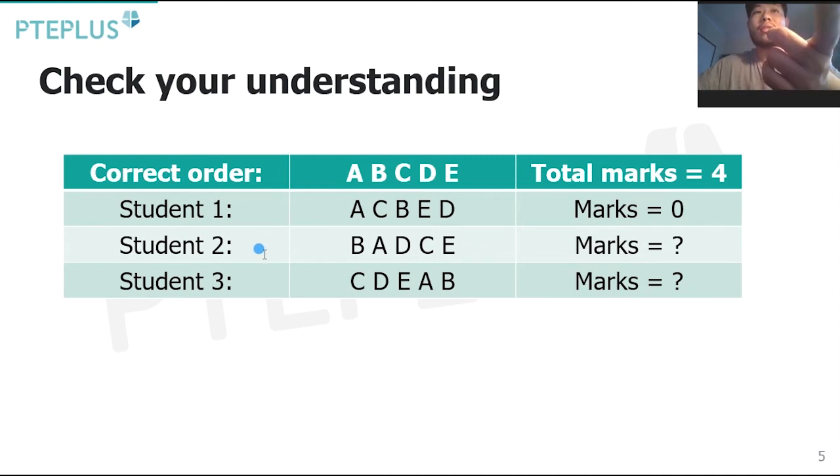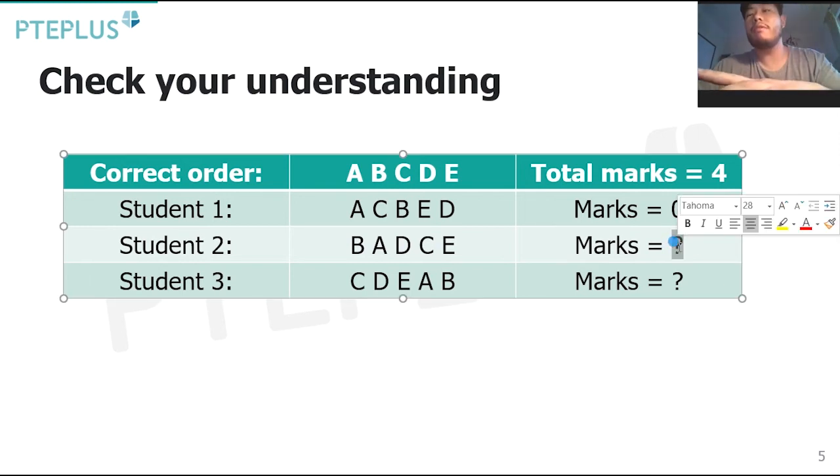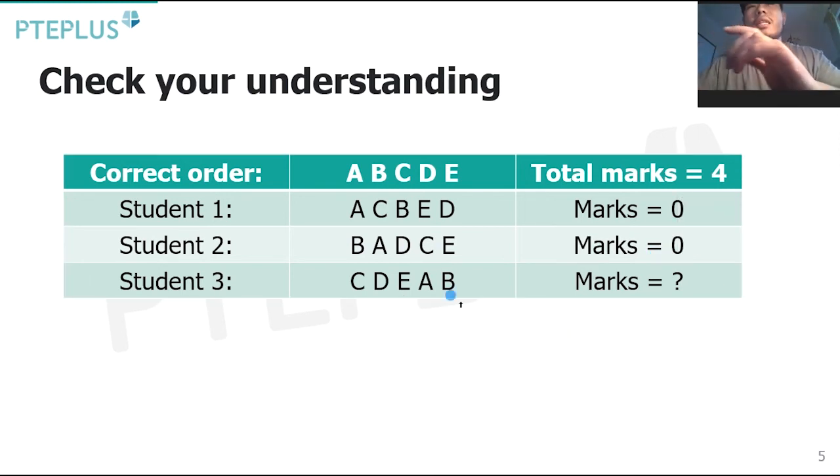Let's have a look at the next student. He's got B to A. Is B to A a correct pair? No. A to D, is that a correct pair? No. D to C, is that a correct pair? No. Lastly, they have C to E. Is that a correct pair? Once again, no, because the student has no correct pairs. They are given a score of 0. You can see it's quite tricky here. Even if the student gets E in the correct location, A in the correct location, because they don't have the pairs, they don't get the marks.